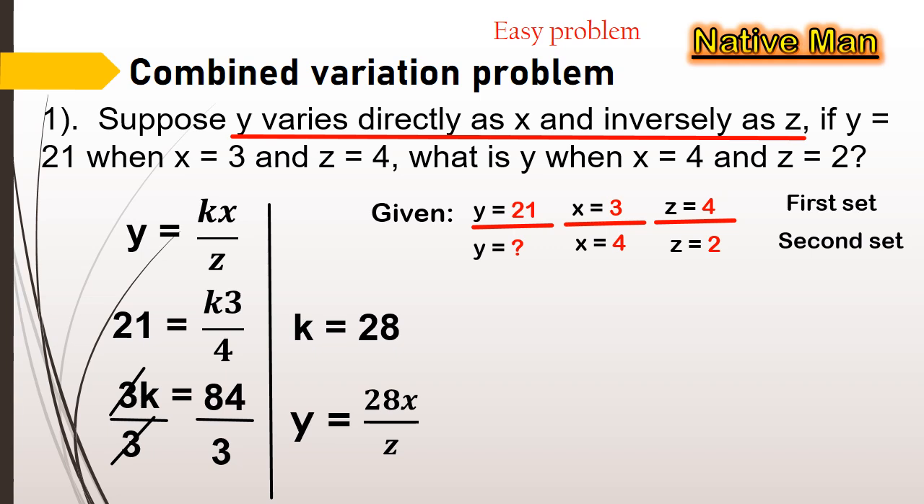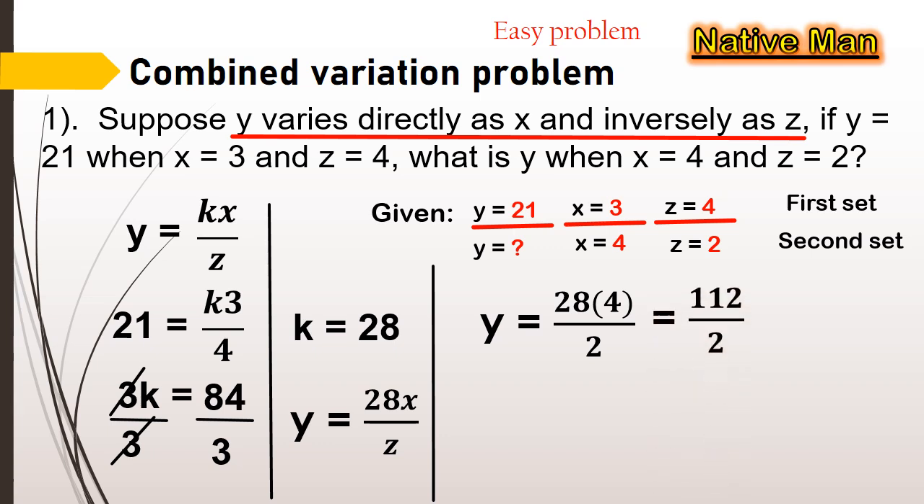Okay, solve na natin yung y na unknown sa second set by using the equation of variation. Y is equal to 28. Substitute natin what is x? 4, second set. And z or over z is equal to 2. So, y is equal to 28 over 2. So, 28 times 4 is 112. 112 divided by 2 is equal to 56. So, y is equal to 56. That is the final answer.